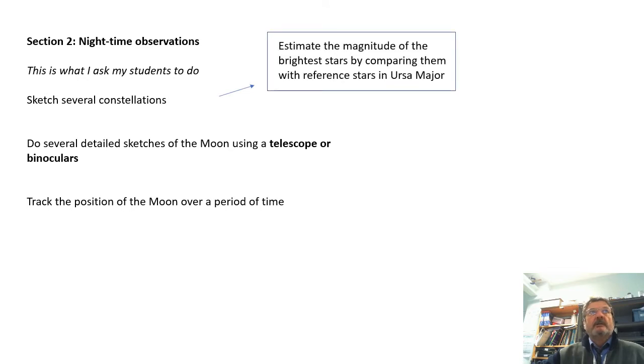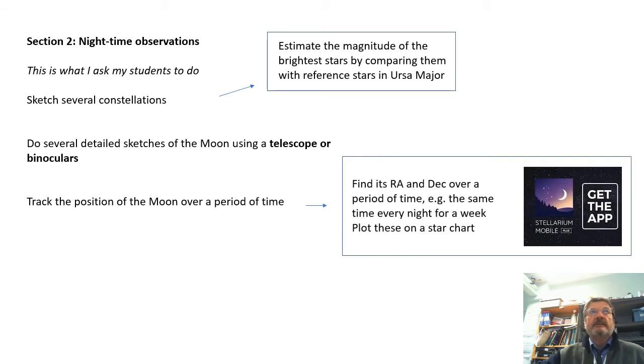Okay. Sketching constellations, I'm not going to go into too much detail, but you estimate the magnitude of the brightest stars by comparing them with stars in Ursa Major. What do I mean by the magnitude of stars? Well, it's how astronomers measure brightness. They talk about the apparent magnitude of a star. You should be taught that, or look it up. Several detailed sketches of the moon. Track the position of the moon.